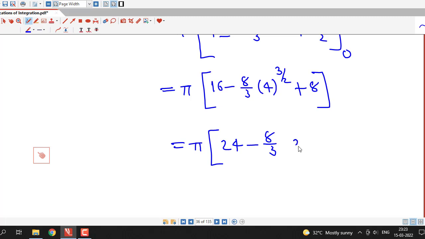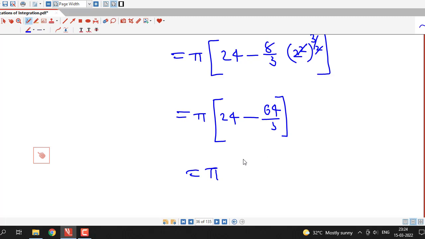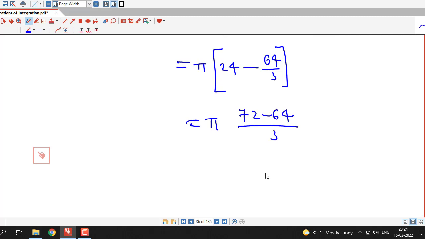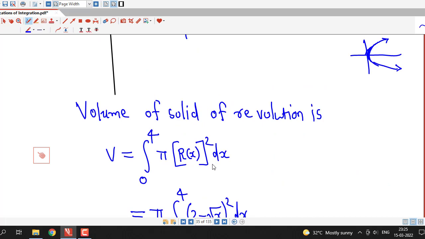4 can be rewritten as 2 square raised to 3 by 2. So this equals 24 minus, here the 2 will cancel out and we have 2 raised to 3, that is 8. 8 into 8 is 64 divided by 3. So this is going to be 72 minus 64 divided by 3, and finally it is 8 pi by 3. Hence the volume of the solid generated is 8 pi divided by 3.